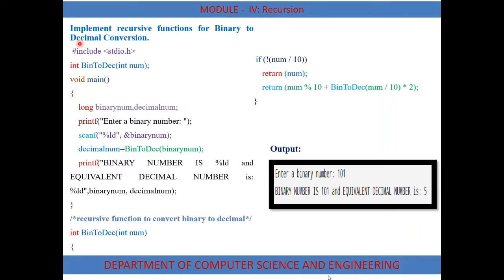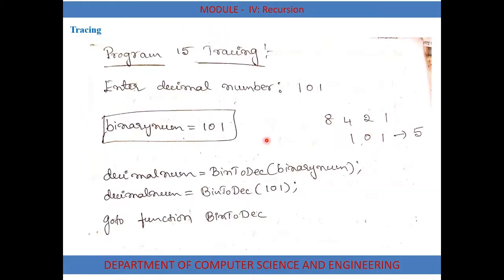Options for binary to decimal conversion. We have to read a binary number, then convert that into a decimal value using the concept of a recursive function. For example, if we consider the binary value 101, its decimal value is 5. 1001 is 9. 1000 is 8. 0100 is 4.